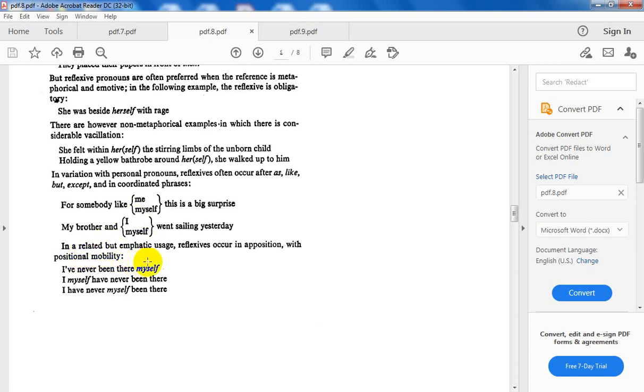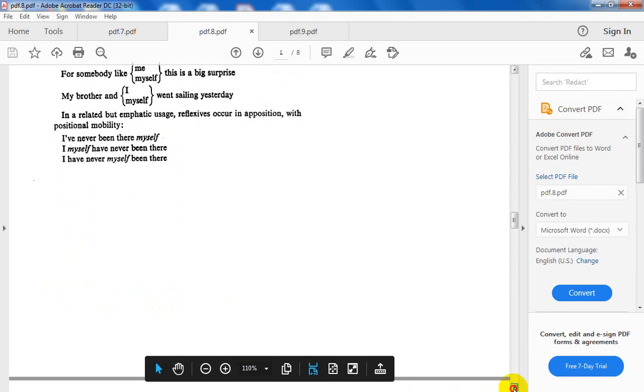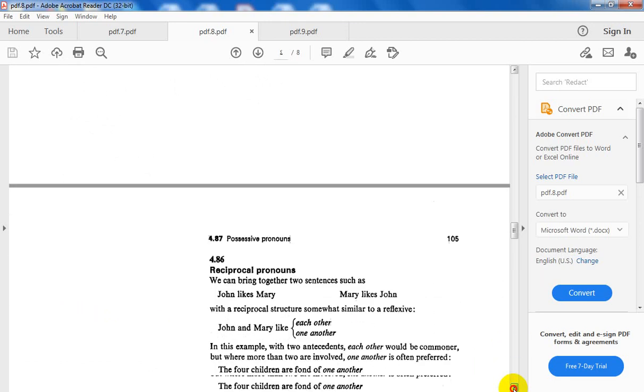In a related but emphatic usage, reflexives occur in a position with positional mobility. يعني they can change their positions in one sentence, depending on the meaning that I want to emphasize, to make focus. Say what? I've never been there myself. I myself have never been there. I have never myself been there. طبعا each sentence has its own different meaning, depending on the position of the reflexive pronoun.